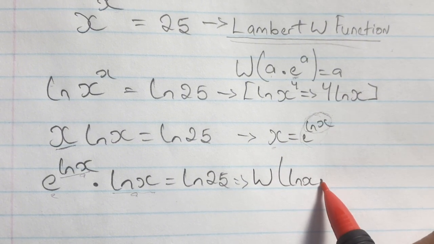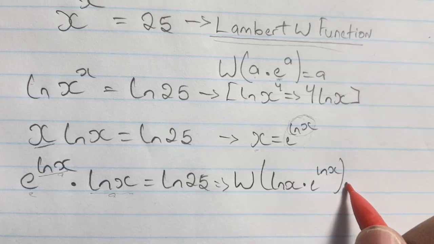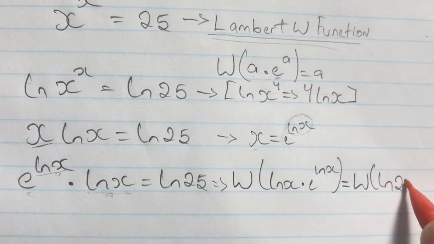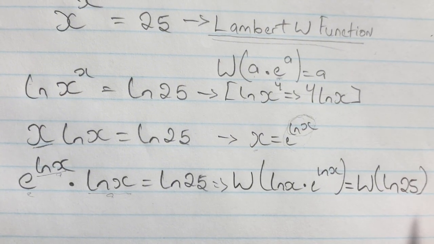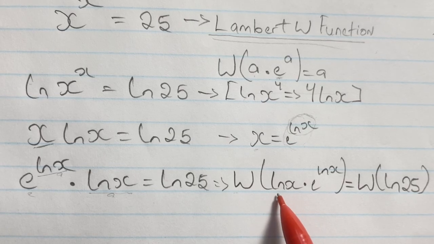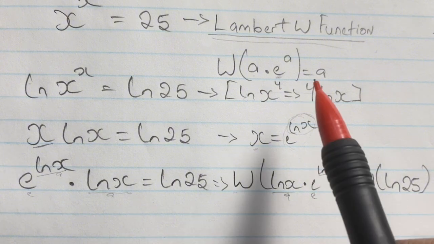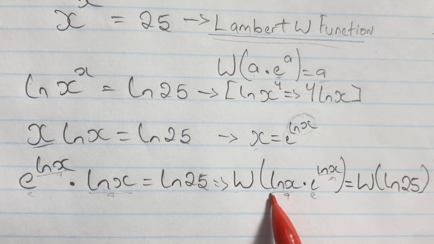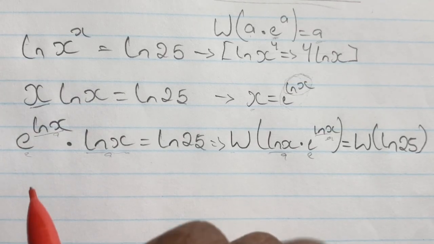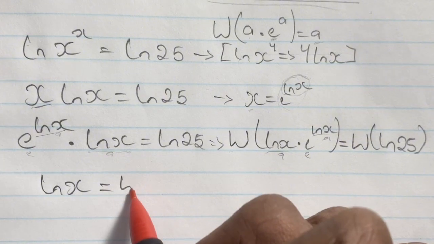So we have W of ln x times e to the power of ln x is equal to W of ln 25. Now applying our W function to the expression a times e to the power of a, in this case ln x times e to the power of ln x, we know that our result is just a, which in this case is ln x. So then this therefore means that we will now have ln x equals W of ln 25.